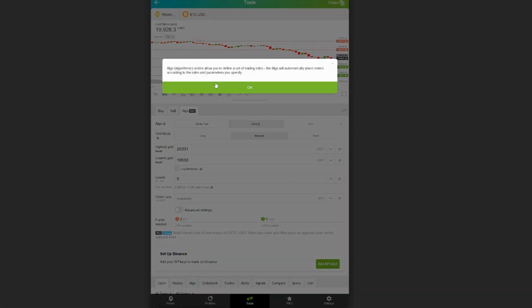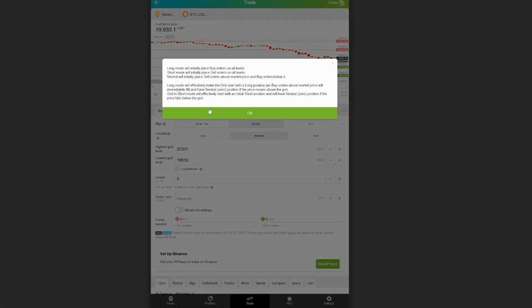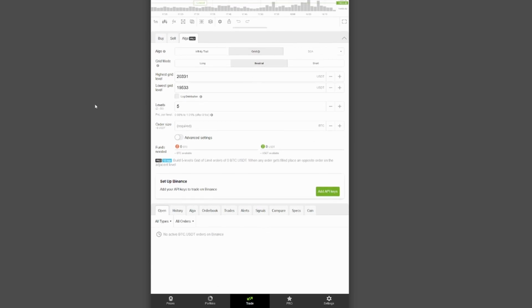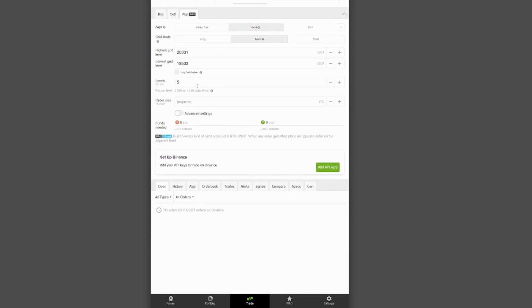You have the algo, which explains that orders allow you to define a set of trading rules. The algo will automatically place orders according to the rules and parameters you specify. They also have grid mode, which is a really cool idea as well. So long mode will initially place buy orders on all levels. Short mode will initially place sell orders on all levels. And then neutral means that initially sell orders are placed above market price and buy orders are placed below it. So you're going to be able to take advantage of all these different systems and features and different utility features that really go well with any kind of bot trading if you guys are into that.